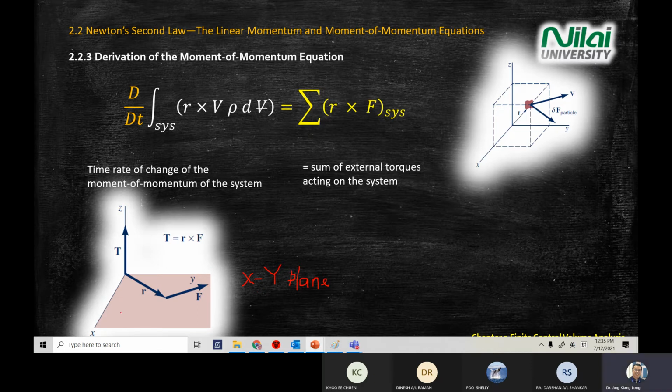Let me slow it down. I repeat one more time. Your force and the arm, or we call it the distance from origin to the force, on a 2D XY plane is going to generate a torque direction. Okay, this is a torque direction.